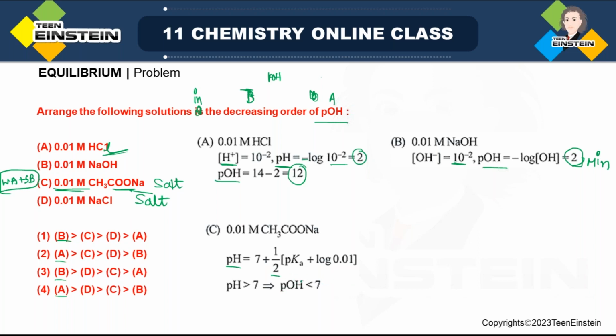So here half is common. Within bracket we have pKa plus log C. This is basically log C. C means what?